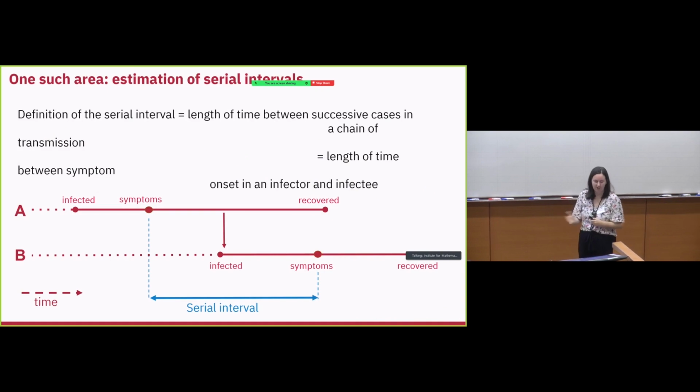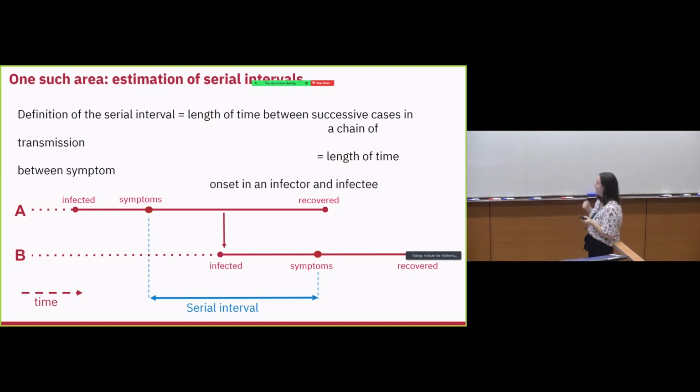As I say, one such area we've been thinking about is the estimation of serial intervals. I think these are an interesting quantity to think about in this middle area, because we're trying to estimate a population level quantity, which I'll describe in a second, but which is related to transmission pairs specifically.